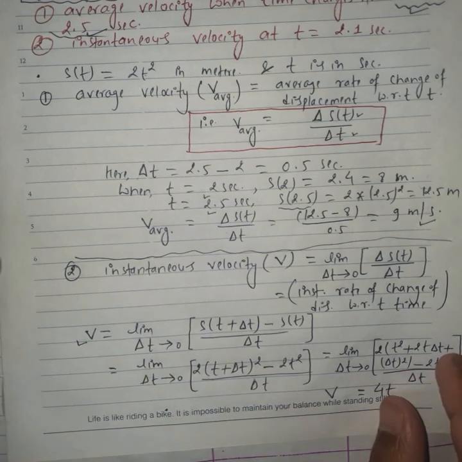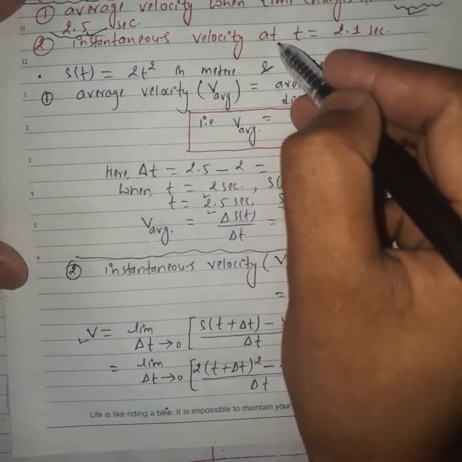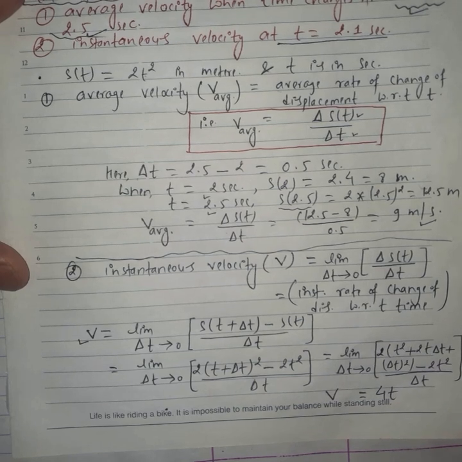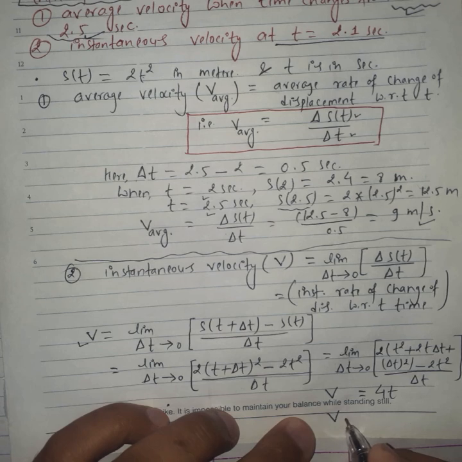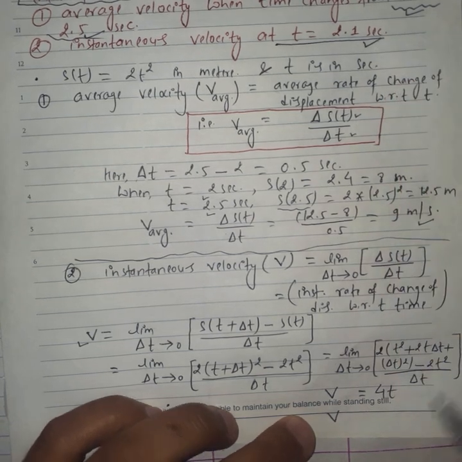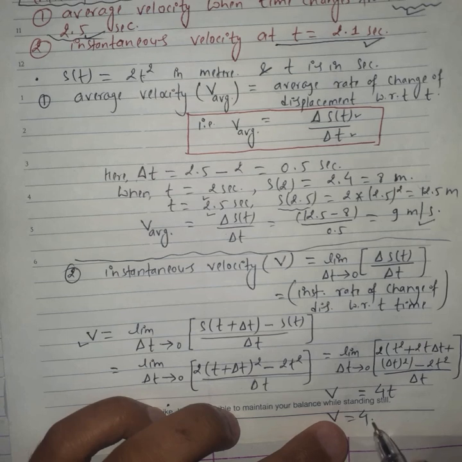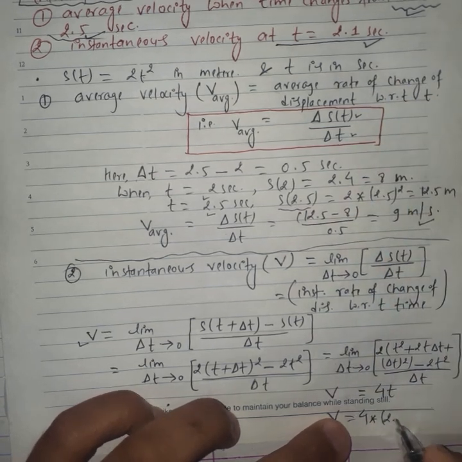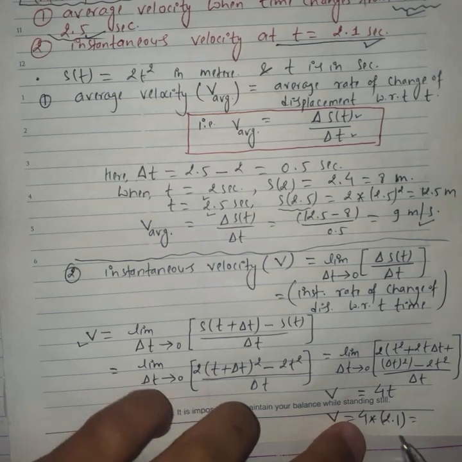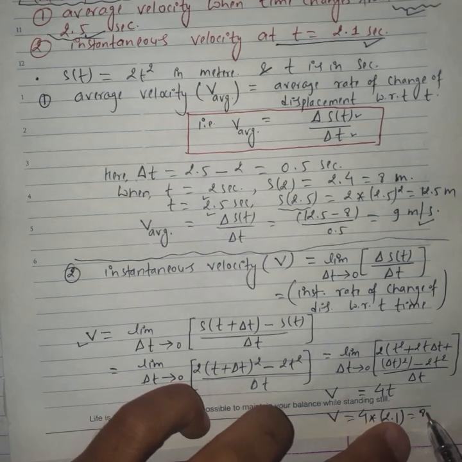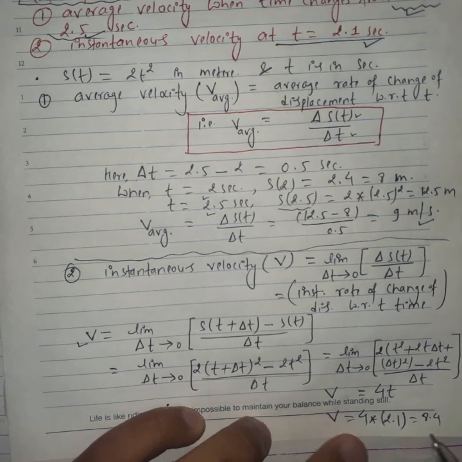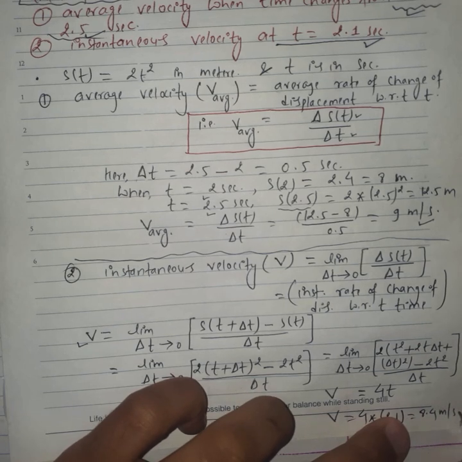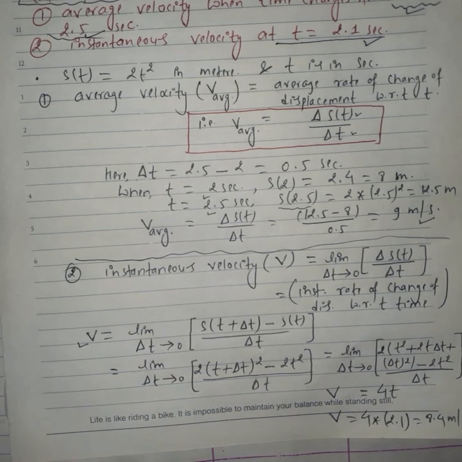But here we have to find the instantaneous velocity at the exact instant of 2.1 seconds. Finally, the instantaneous velocity at the time 2.1 seconds is found by substituting the value of t: 4 times 2.1. If we multiply that, then we get 8.4, and the unit of the velocity is meters per second. This is the final answer.